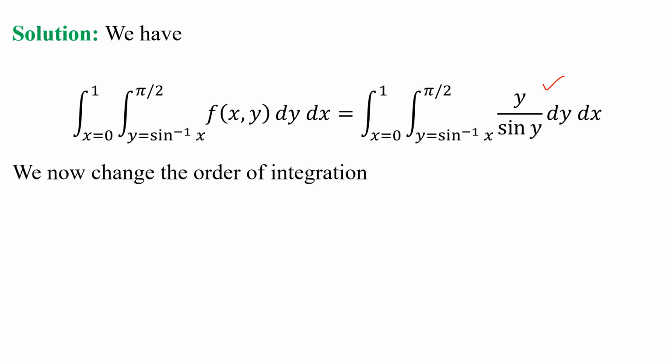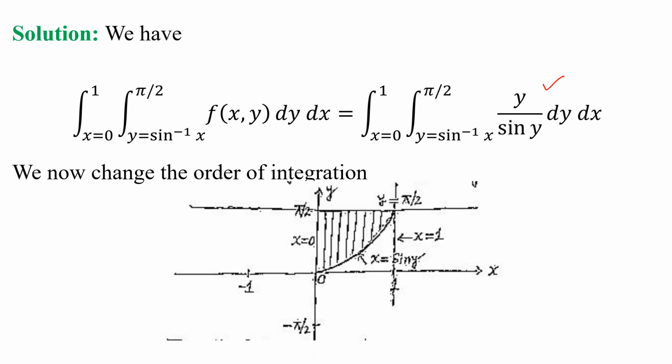Now we change the order of integration. Before changing the order of integration, let's see the region of integration. Here y equals sine inverse x, which can be written as x equals sine y, and y equals pi by 2. So y equals sine inverse x is plotted in this way, and y equals pi by 2 will be plotted here.